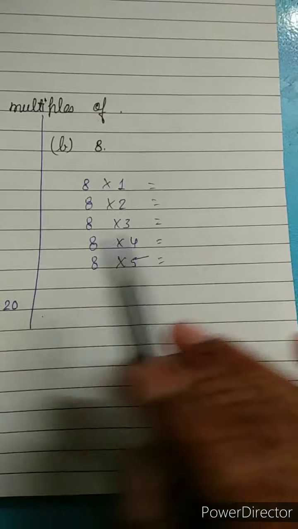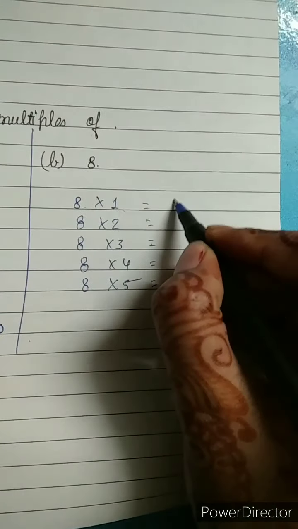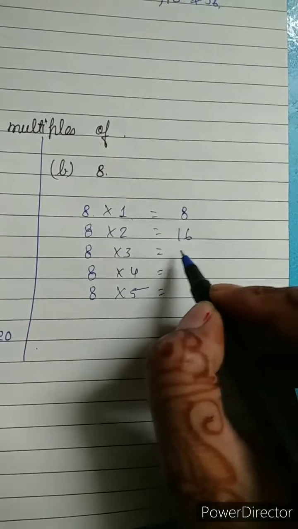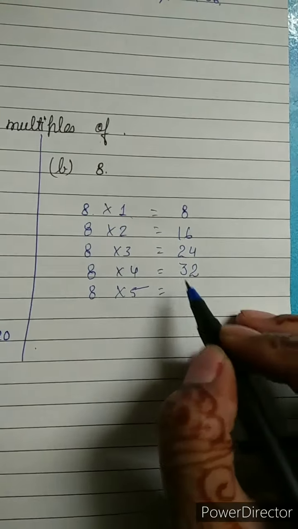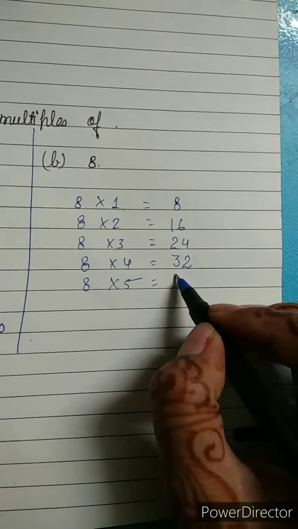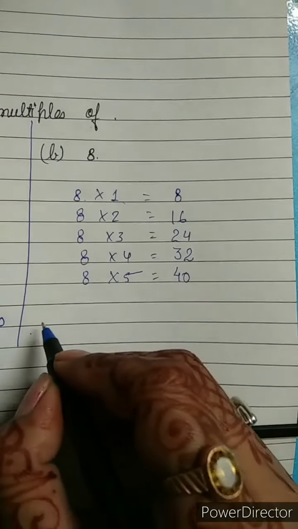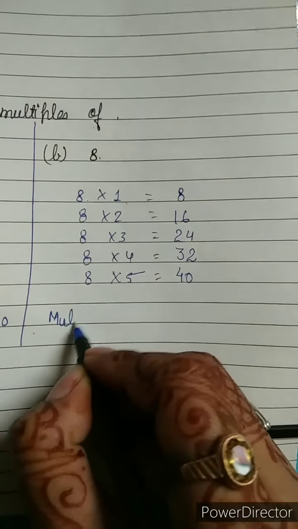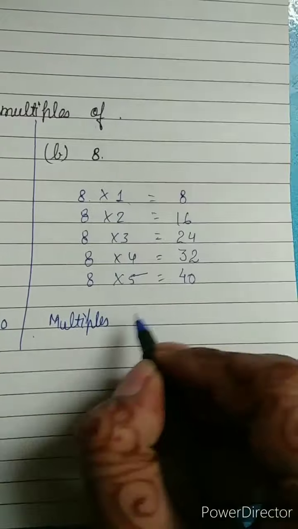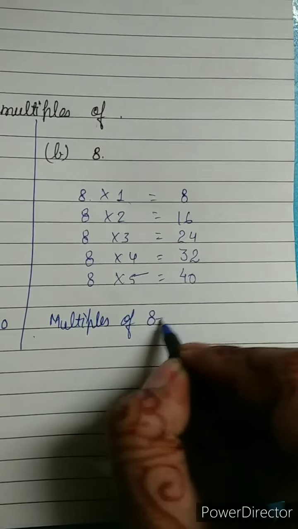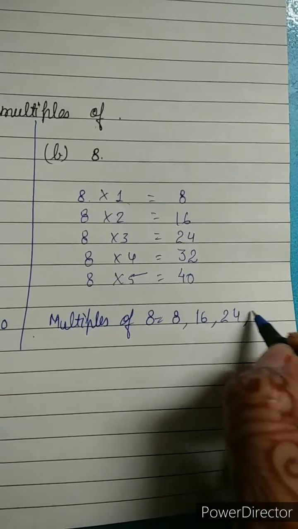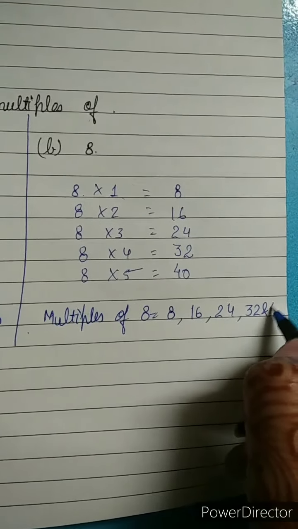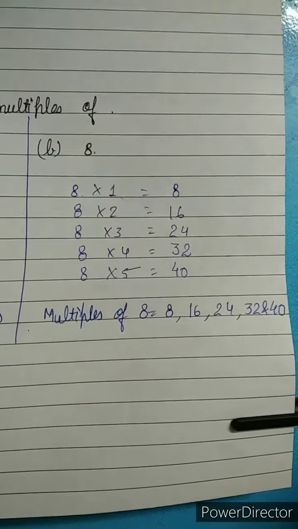Same as previous. So 8 1s are 8, 8 2s are 16, 8 3s are 24, 8 4s are 32, 8 5s are 40. So multiples of 8 are 8, 16, 24, 32 and 40. Okay.